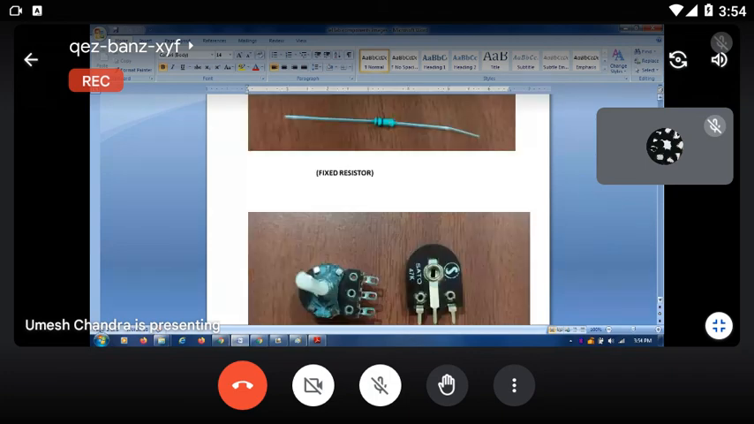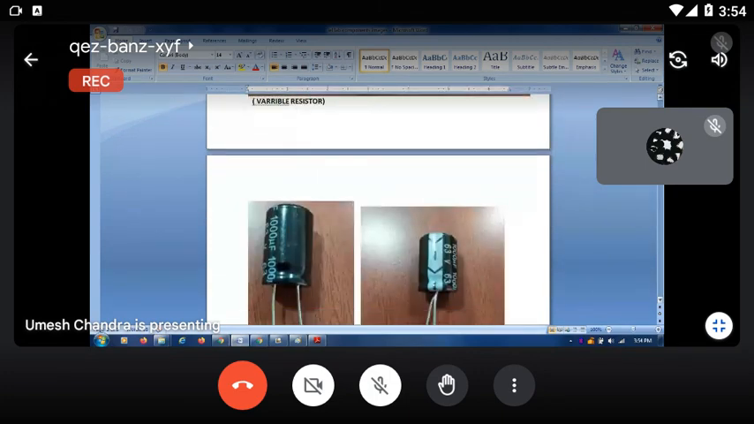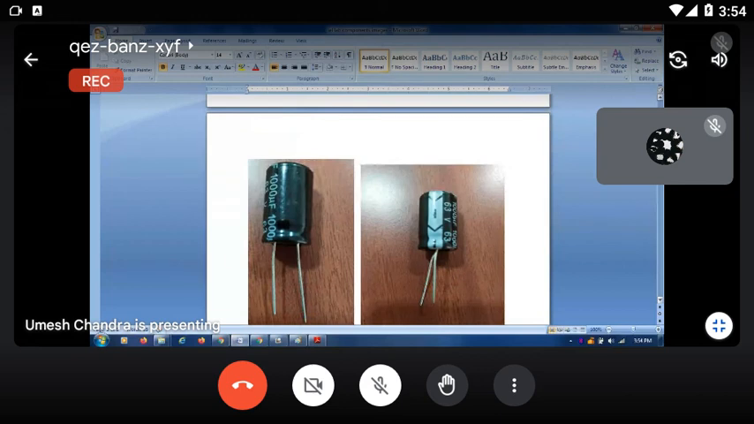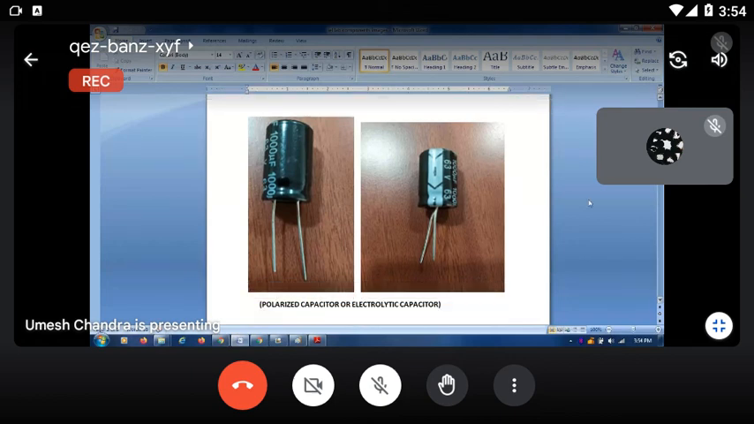Okay. Then another is a capacitor. What is the definition of a capacitor, or what is the function of a capacitor? It stores electrical charge. Yes, it stores charge. Okay.